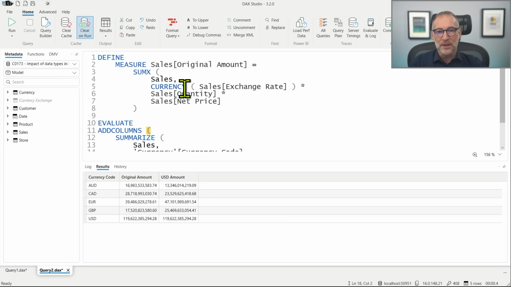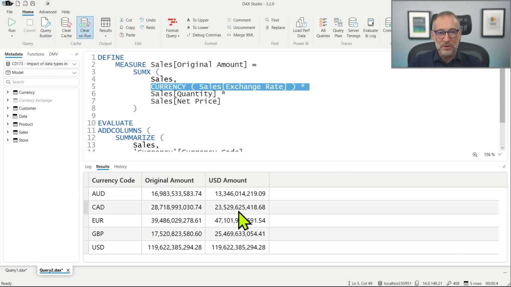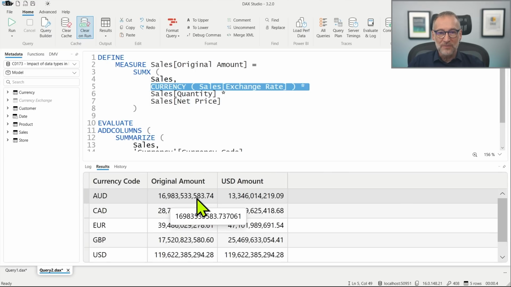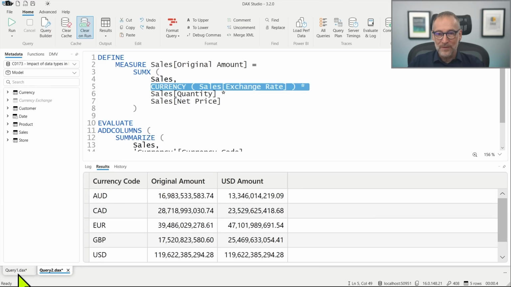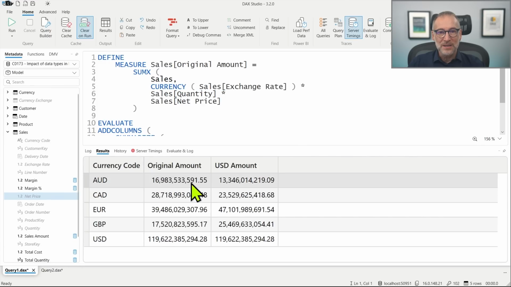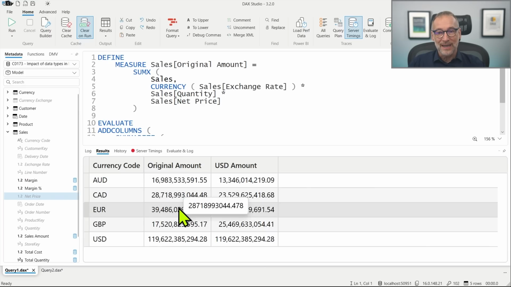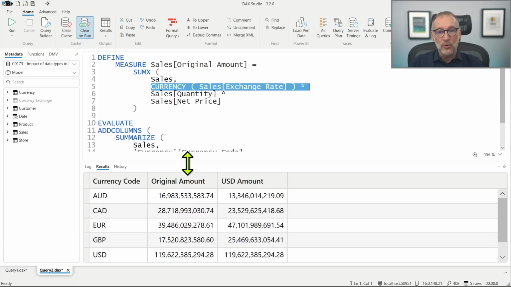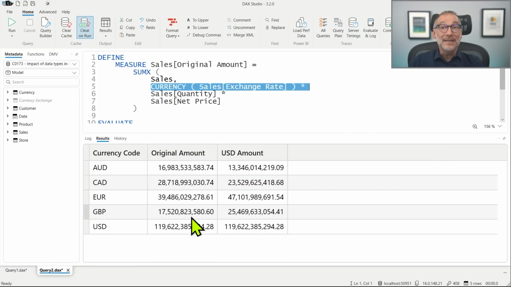And we execute it here. I'm converting the exchange rate to a currency and I'm computing here the original amount. Now, if you look at this number, let's look at the last digit, 583.74, and we look at the number here, you see that they are different, 591.55. So the value for Australian dollar, Canadian dollars, euro and Great Britain pounds is quite always different. And it is different because of the rounding.